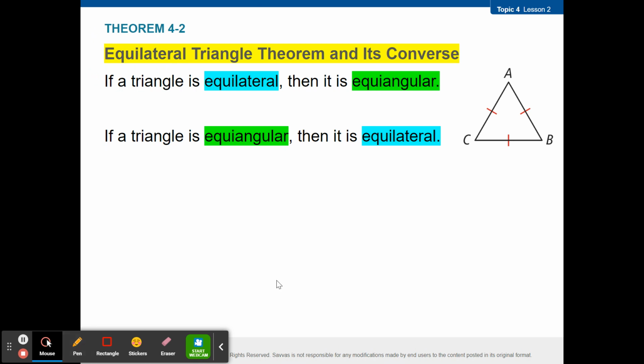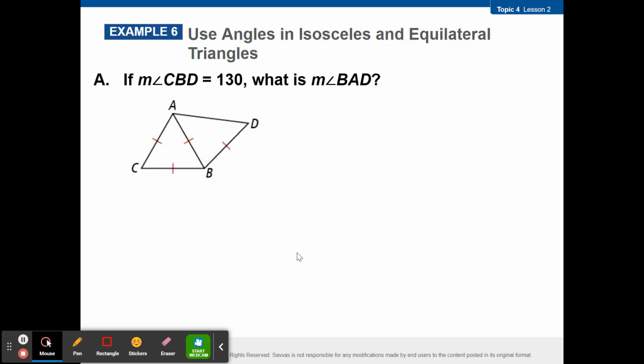Alrighty. All right. So if the measure of angle CBD equals 130, what is the measure of angle BAD? So there's a few things you need to identify here. First off, they're saying that this whole angle is 130 degrees. Now, if we take a look at this, we see that we have an equilateral triangle and an isosceles triangle. Equilateral triangles, all the angles are equal to what?